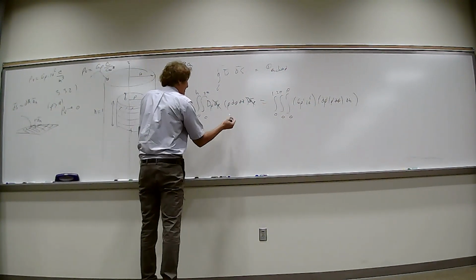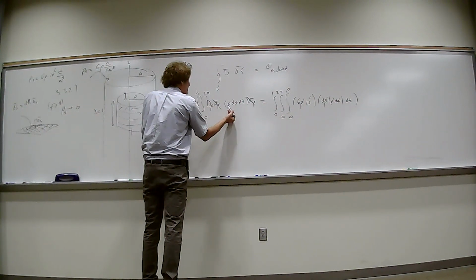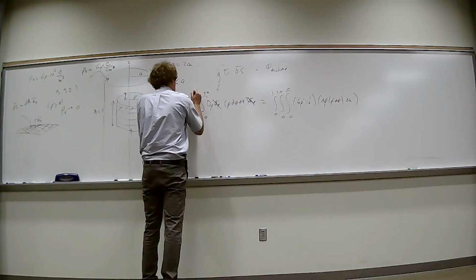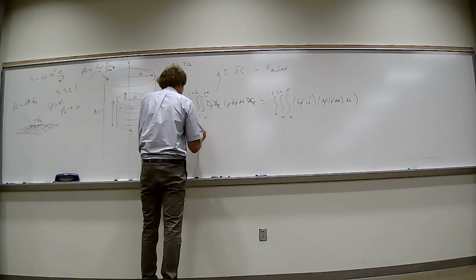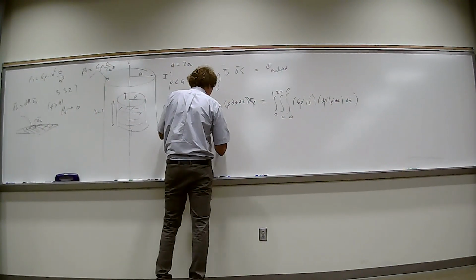But here, what do I get? When I integrate d phi from 0 to 2 pi, I get 2 pi. I have rho in there, dz from 0 to h, and h is 1, is just 1. So this is simply 2 pi rho d rho on that side is equal to, and what about over here?